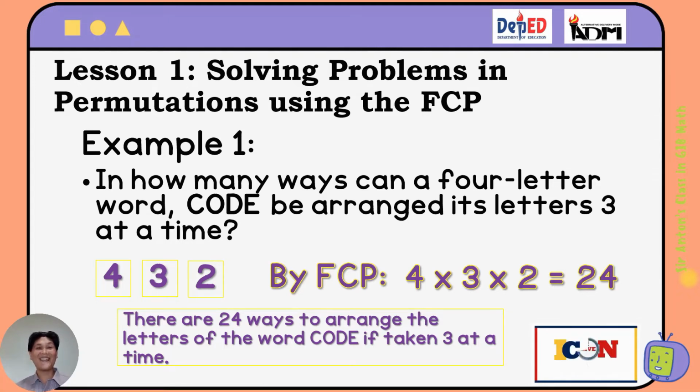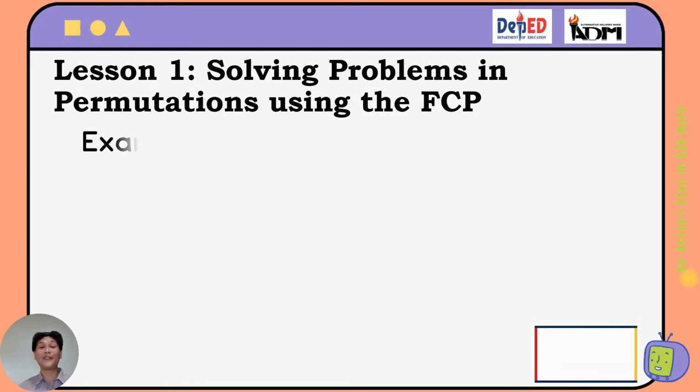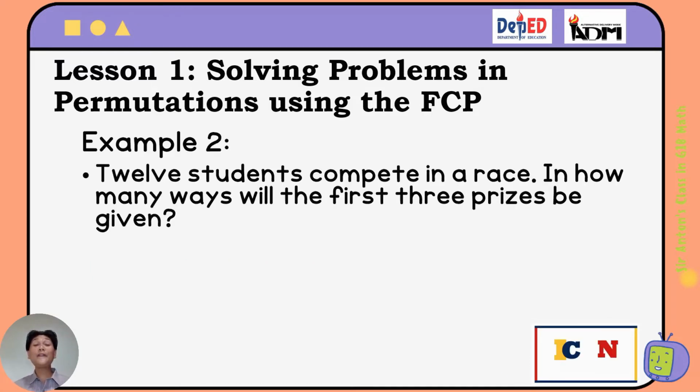I hope you understand that. If you are still having a little confusion, then let's have example number 2. 12 students compete in a race. In how many ways will the first 3 prizes be given? So the first 3 prizes would be the first place, second place, and then the third place. Or the gold, silver, and bronze prizes.